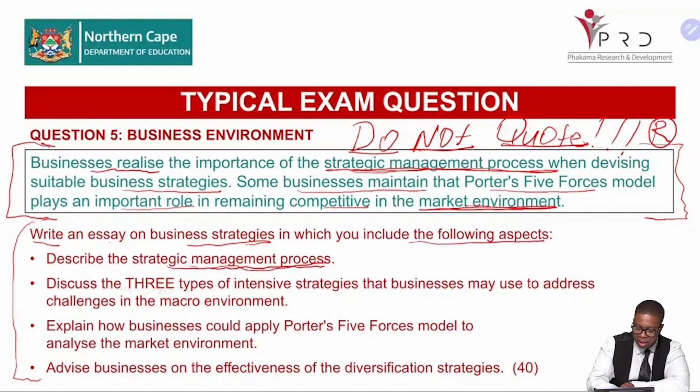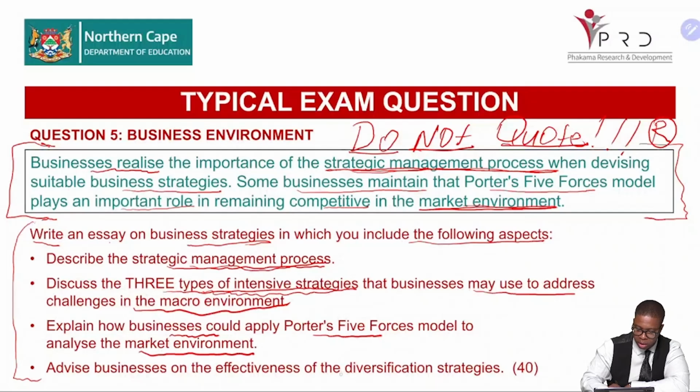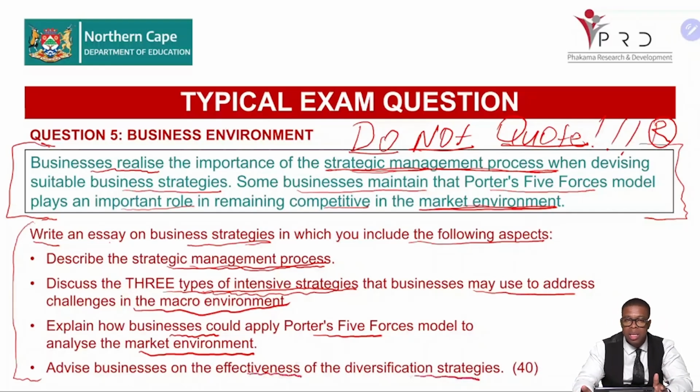Then discuss 3 types of intensive strategies that the business may use to address challenges in the macro environment. So now you are responding to 3 types of intensive strategies. Thereafter, explain how the business could apply Porter's 5 forces model to analyze the market environment. You're explaining the application of the Porter's 5 forces model, and then advise businesses on the effectiveness of diversification strategies. And these questions are allocated 40 marks.